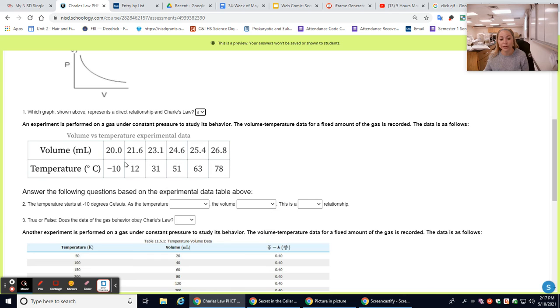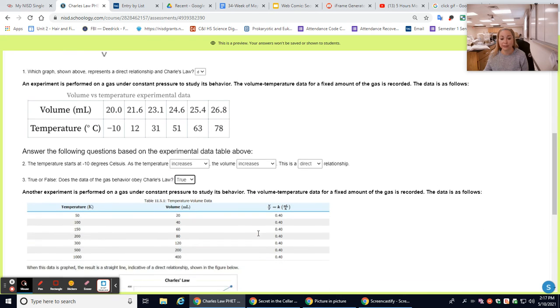So as the temperature increases, the volume increases. This is a direct relationship. Does the data of the gas behavior obey Charles' law? Of course it does.